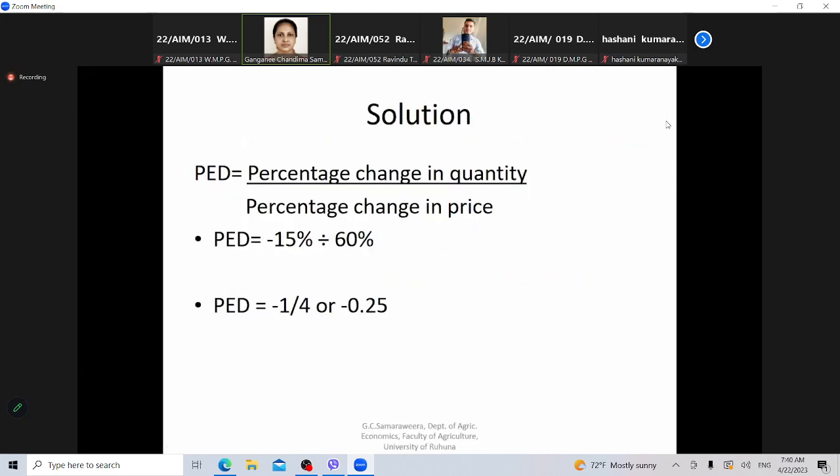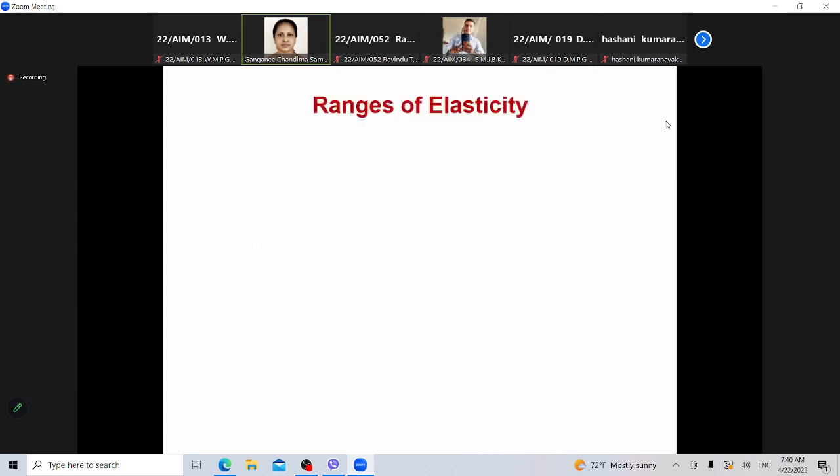Okay, so this is all we discussed. And with percentages, if it is given in percentages, it's very easy, just substitute the values and get the answer. Okay, so we discussed the ranges of elasticity.